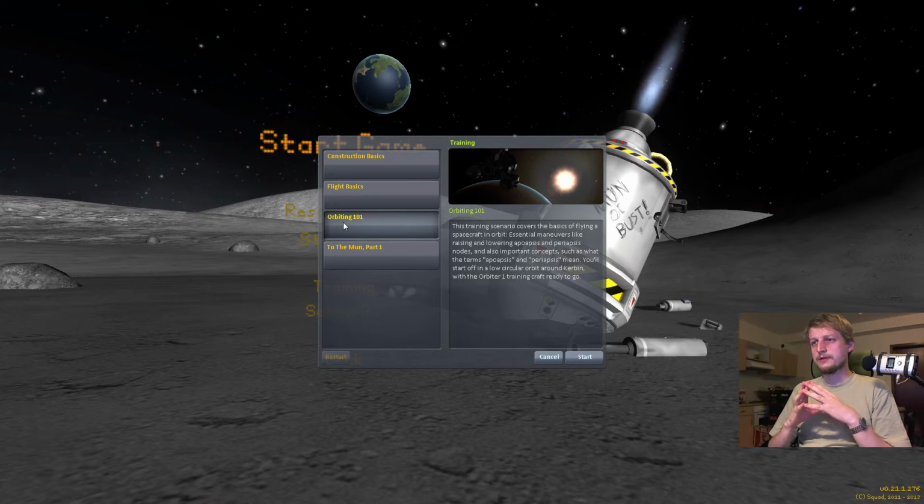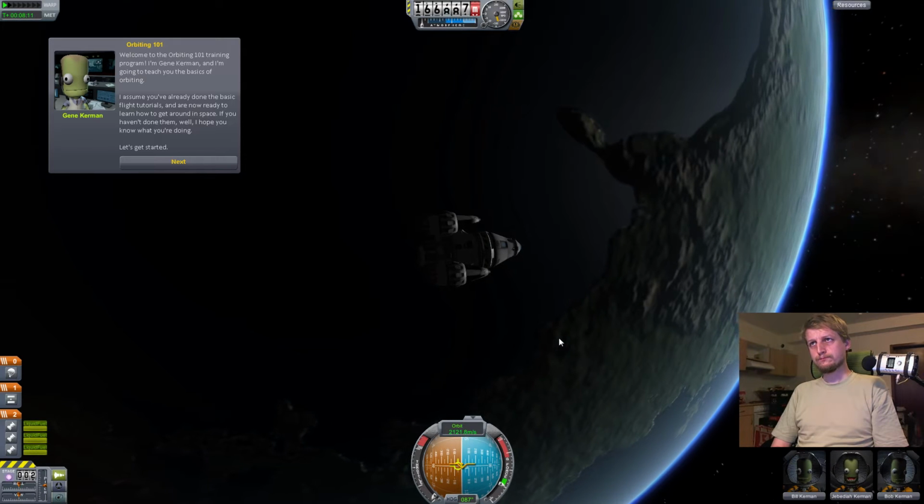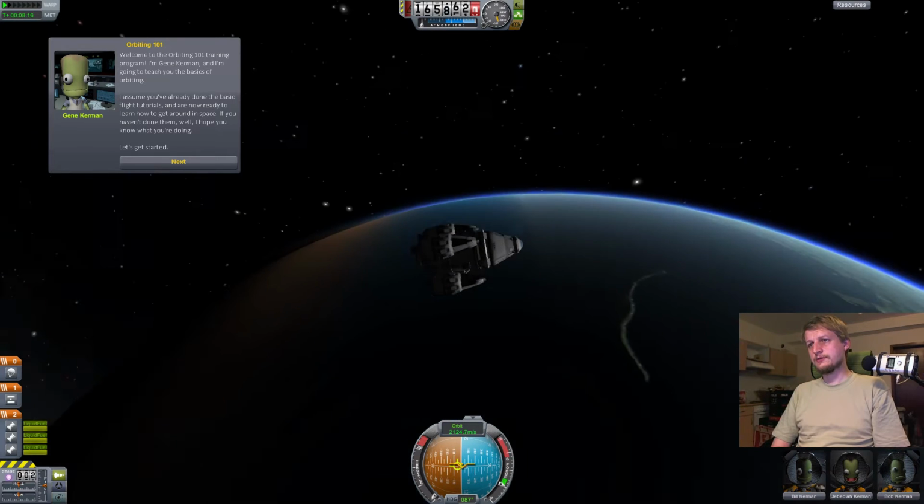So the planet is Kerbin. I think I've read in the Wikipedia that the planets have different names, like Venus is Eve and others. With the Orbiter 1 training craft ready to go. Alright, let's see how ready we are. We are sinking. Altitude is getting lower and lower.